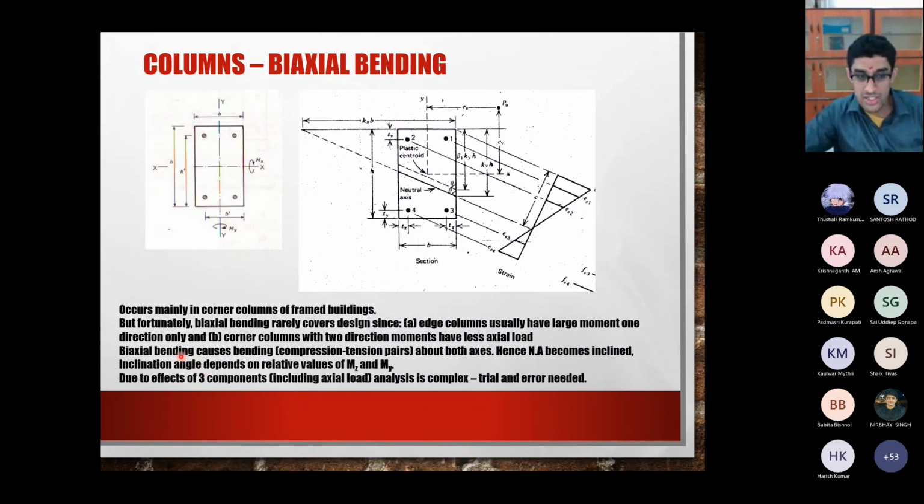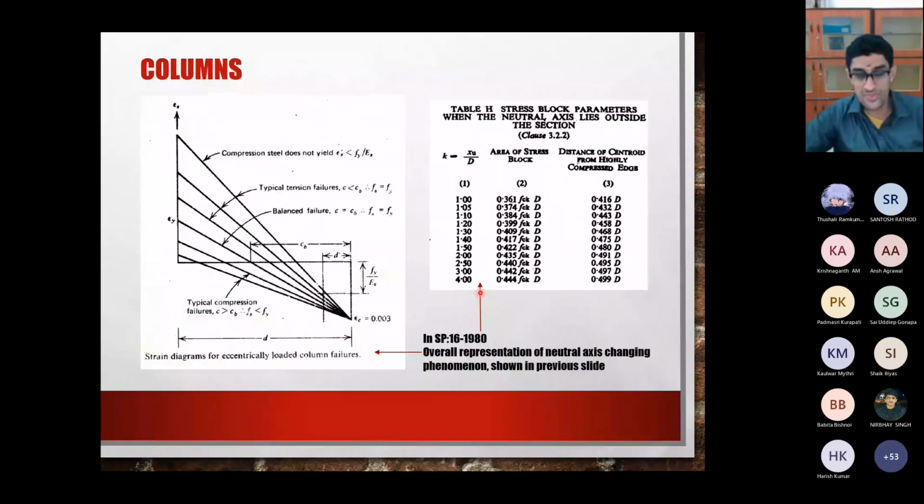So the biaxial bending causes compression-tension pairs about both the axes. Hence the neutral axis becomes inclined. Okay, so basically, whatever you saw before, you have your strain triangles like this. Okay, this edge is vertical, this edge is vertical.